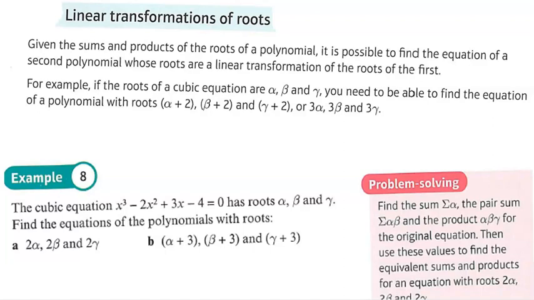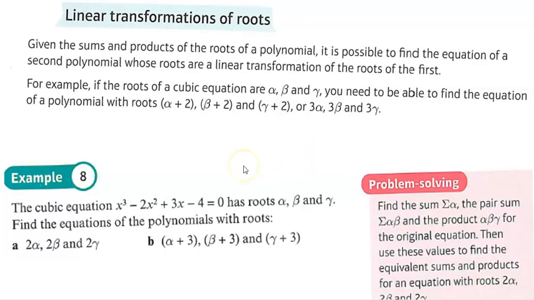In this video, we're going to look at linear transformations of roots. This is when you've got a polynomial which has particular roots, and then you want to find what a polynomial is when it has a different set of roots, but the different set of roots have to be linked. For example, if alpha, beta, gamma were your original roots, then the new roots could be alpha plus 2, beta plus 2, gamma plus 2.